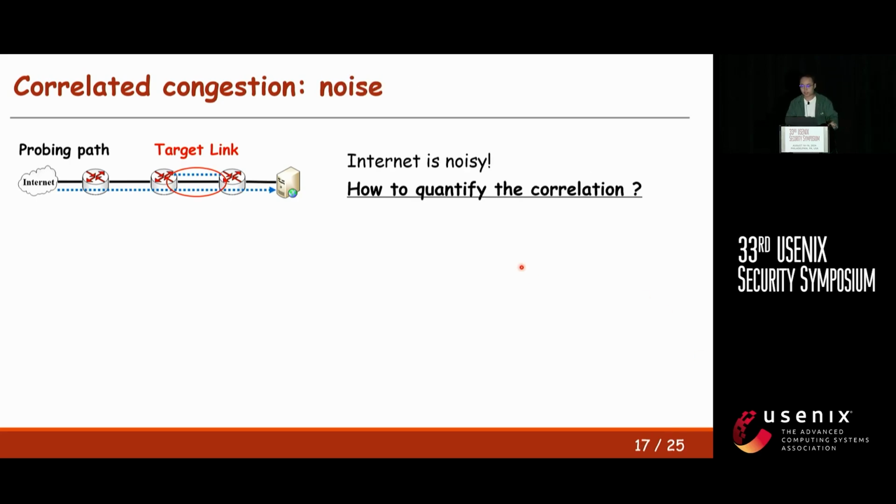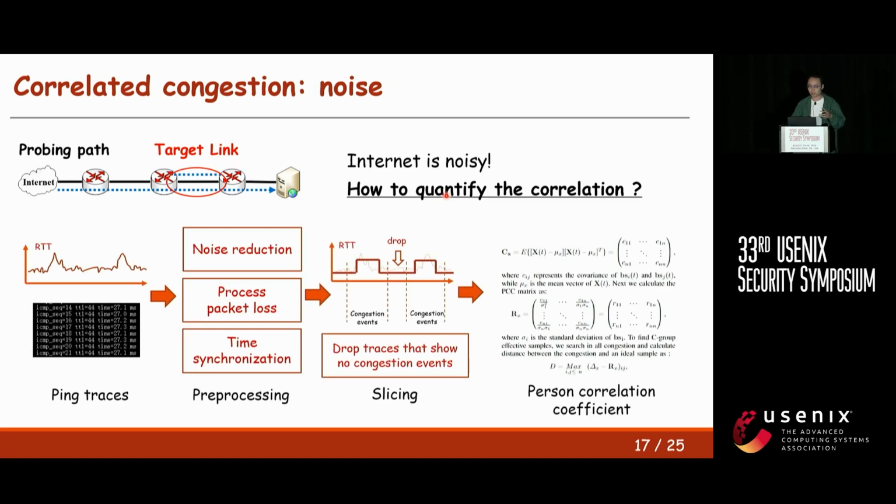The second challenge is about internet noise. We need to identify the congestion from noise and calculate the correct correlation. To achieve this, we use several comprehensive methods, including noise reduction, time synchronization, and square wave transformation before calculating our Pearson correlation coefficient. Due to the time limitations, for more details, please refer to our paper. We skip these ugly details.